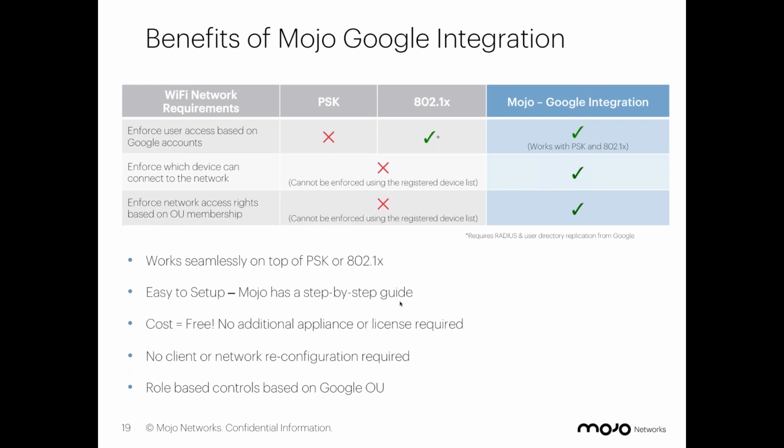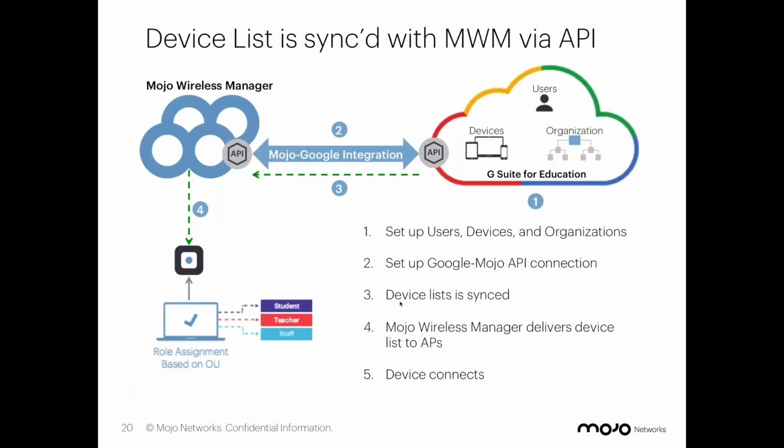So the way it works is fundamentally there's an API connection between the Mojo Wireless Manager and the Google Cloud. And once you have everything set up in Google and get all your devices registered, the registered device list is shared with Mojo Wireless Manager. And that device list gets pushed to each and every AP.